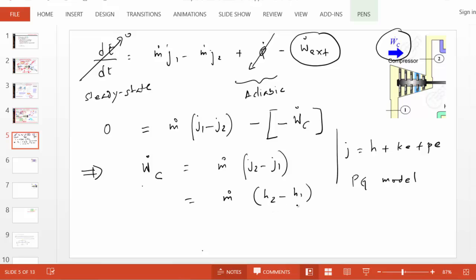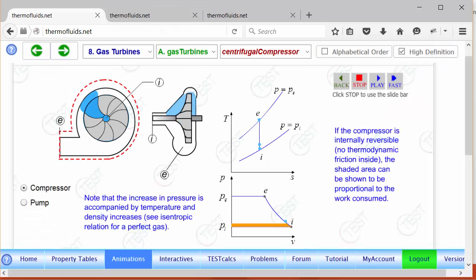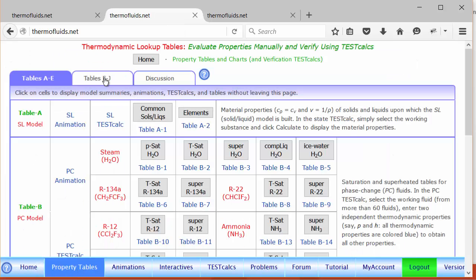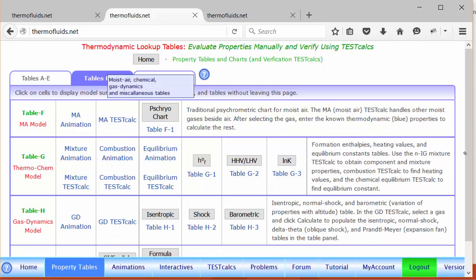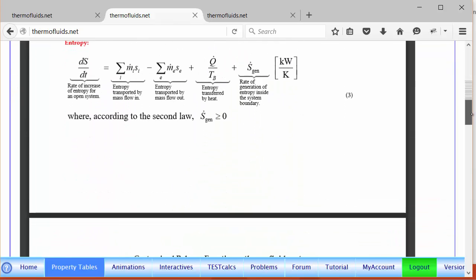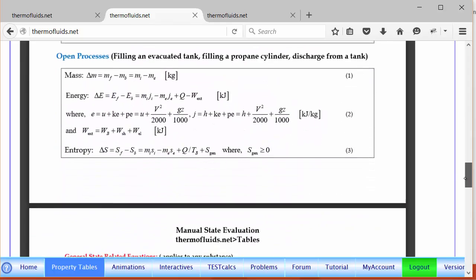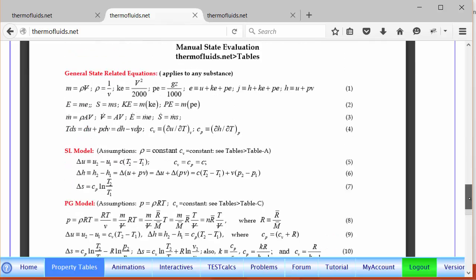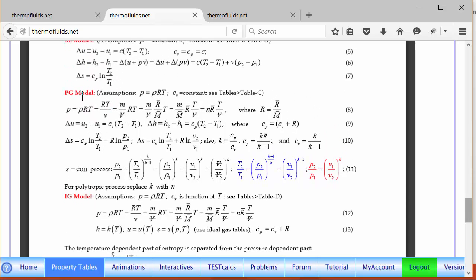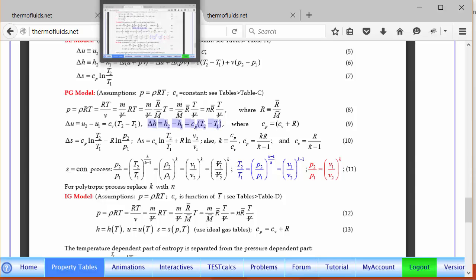You probably already know it, but just to show you where to go, for any formula, we'll make a habit of going to a handout that you should print out. Go to the tables module. Table J is where you'll find our formula sheet, and in there you'll find governing equation for mass, energy, and entropy for different kind of systems. And this is where the last page is about all the equations you need to find properties. So we are applying the PG model, and in PG model, the formula for delta H, as you can see, is given by Cp times delta T. And I'm pretty sure you probably have memorized that by now.